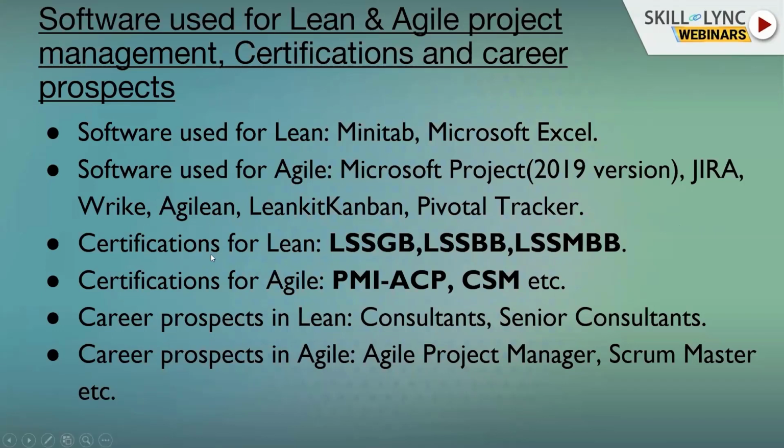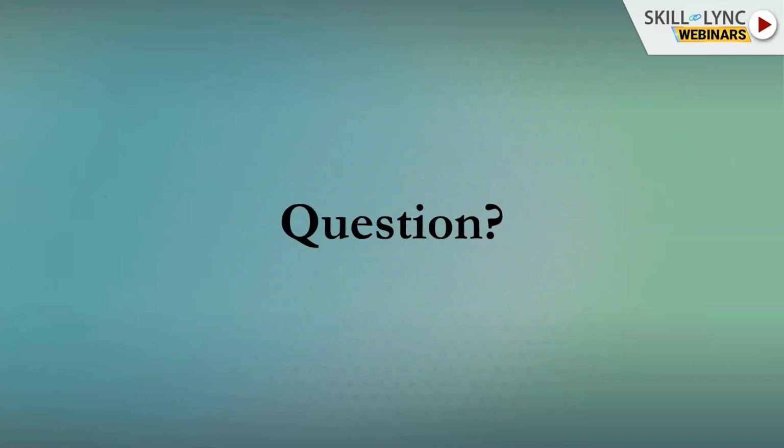Certifications for Lean include Lean Six Sigma Green Belt, then Six Sigma Black Belt, and Master Black Belt. Certifications for Agile include PMI-ACP, that is Agile Certified Practitioner, then CSM, Certified Scrum Master. Career prospects in Lean are consultants and senior consultants. Career prospects in Agile are Agile project manager, Scrum Master, etc. Okay, that's it.